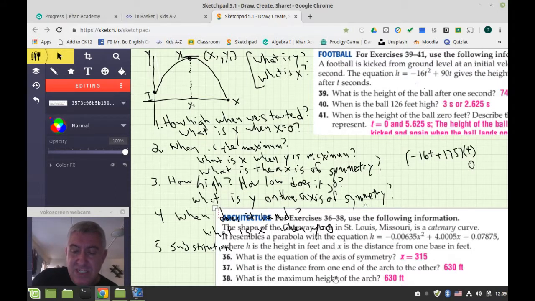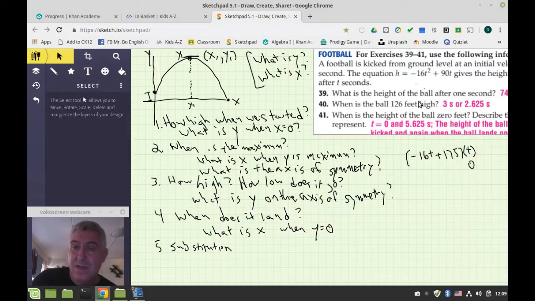What is the distance from one end of the arch to the other? Here's a slightly different way to say this, but when does it come down? When does it finish? When does it land? How far away does it land? So that's still a question number 4. And what is the maximum height? That is a question number 3.